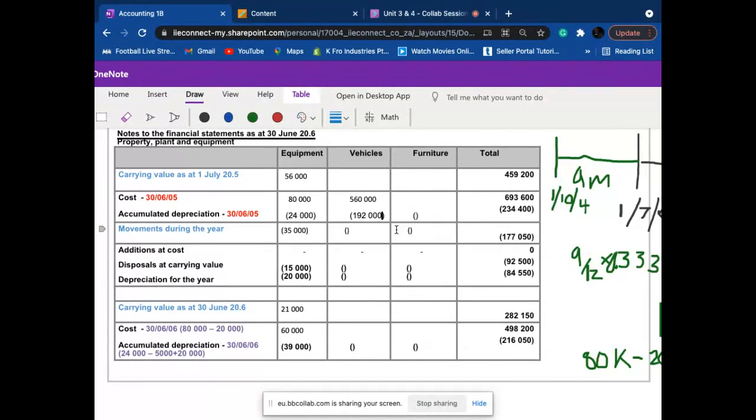Okay? There's only two things that can rob you of these marks. One, you don't know how to calculate depreciation, and two, you don't know what you're supposed to insert where. That's it. Okay? So, what's our carrying value?